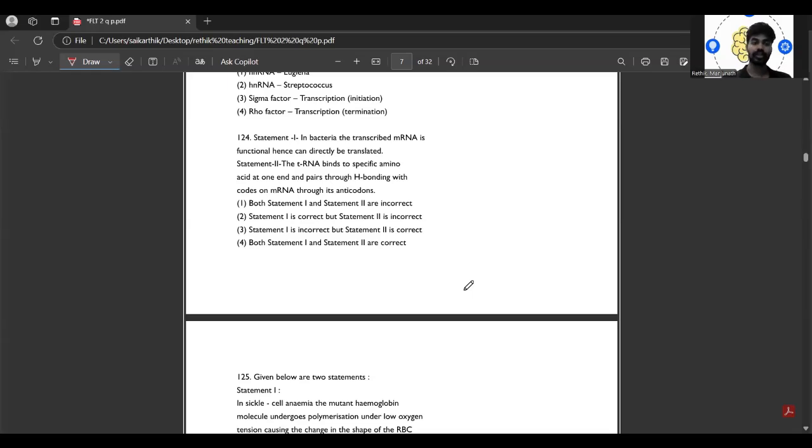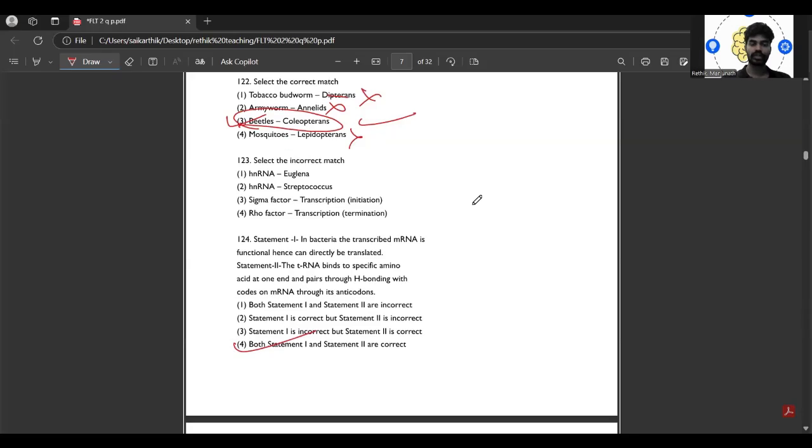I thought it was 123. So according to this, both the statements are correct, because statement one, in bacteria the transcribed mRNA is functional, hence can be directly translated, is actually correct, right? But statement two is also correct. So statement four. Then what is the question 123 states? Select the incorrect match. hnRNA and so on are given here. So incorrect match.